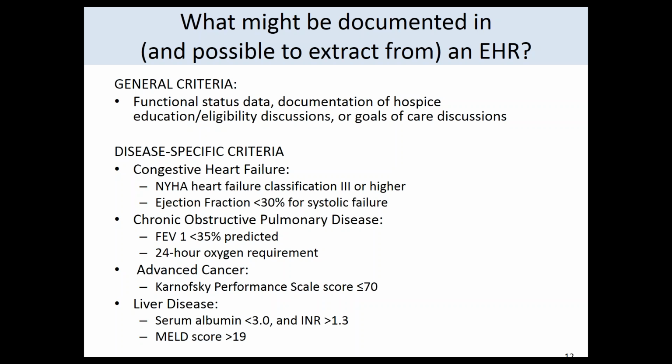So if you have access to information like that, you can certainly use it to get at the number of eligible patients. In terms of disease-specific criteria, information that would likely be in an EHR, so just a range of lab values and biomarkers, everything from New York Heart Association classification to EFs to O2 requirements, functional status as measured by Karnofsky, and then particular lab values applying to liver disease. And some also have MELD score. Next slide, please.